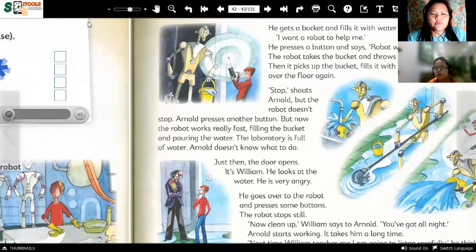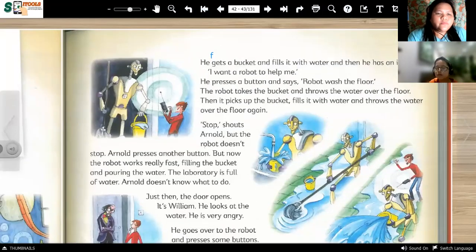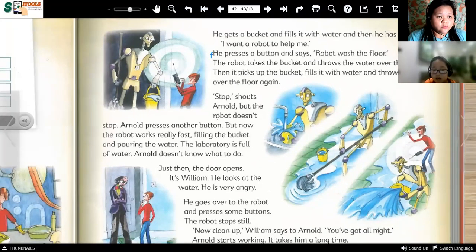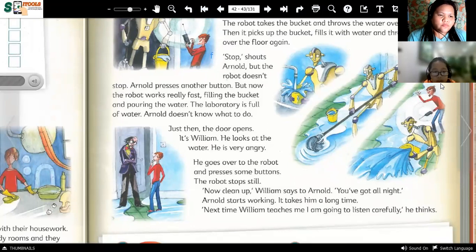Continue. He gets a bucket and fills it with water and he has an idea. I want a robot to help me. He presses a button and says, robot, wash the floor. The robot takes a bucket and pours the water over the floor. And it picks up the bucket and pours the water over the floor again. Stop, shouts Arnold. The robot doesn't stop. But now the robot works really fast, picking up the bucket and pouring the water. The laboratory is full of water. Arnold doesn't know what to do.